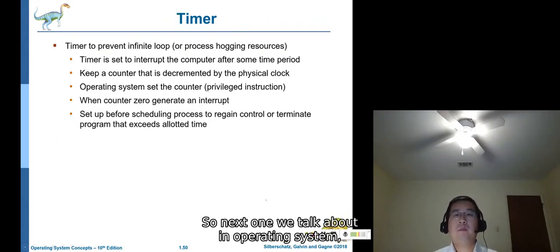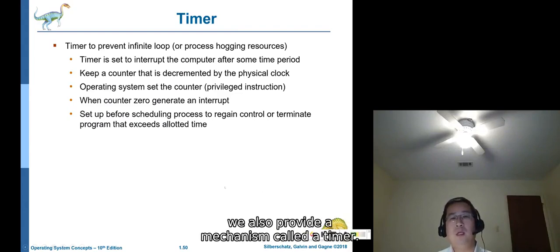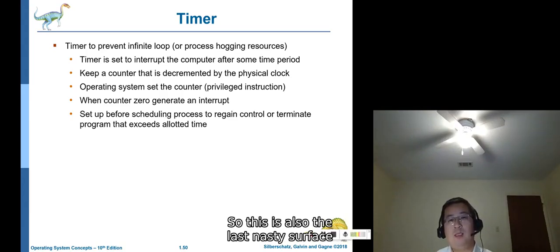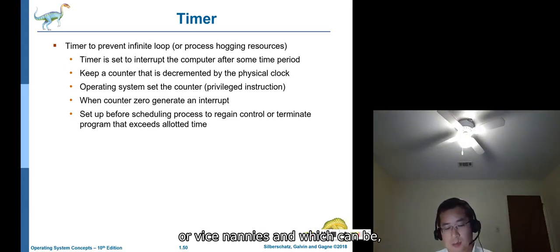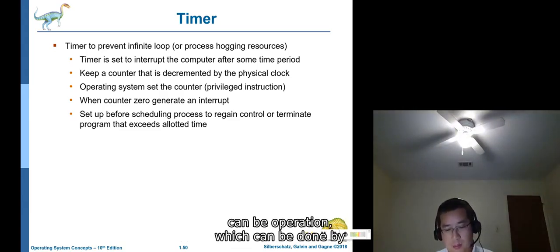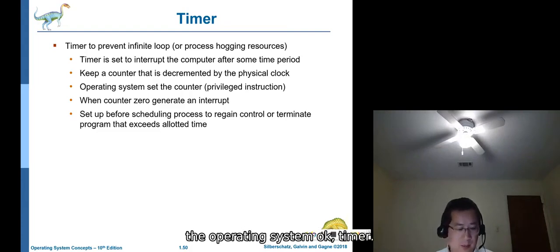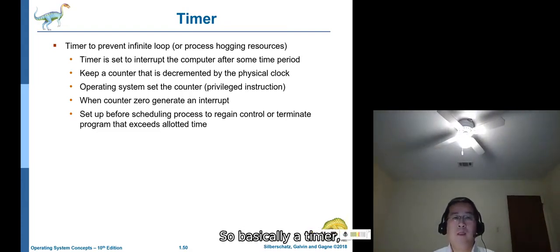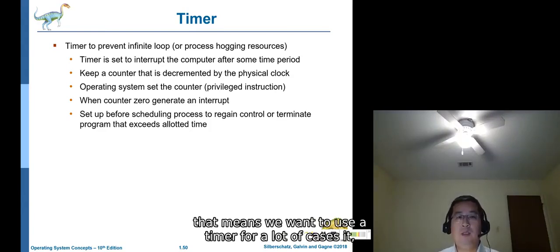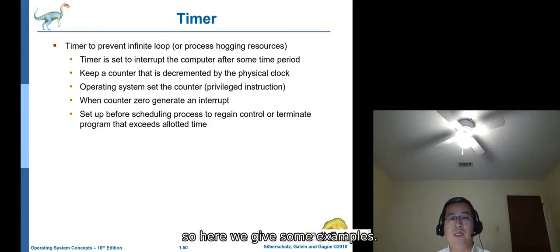Okay, so next we talk about another mechanism the operating system provides, called a timer. This was the last service or functionality, an operation which can be done by the operating system. Basically, we want to use a timer for a lot of cases. So here we give some examples.